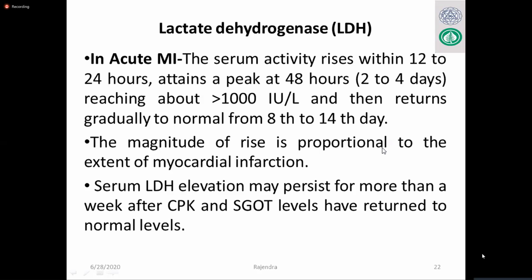That's why we have to manage in an acute, emergency way. But we must have some knowledge about when it increases, reaching more than 1,000 international units per liter, and then it gradually returns to normal in 8 to 14 days. But these days are important only in such conditions.